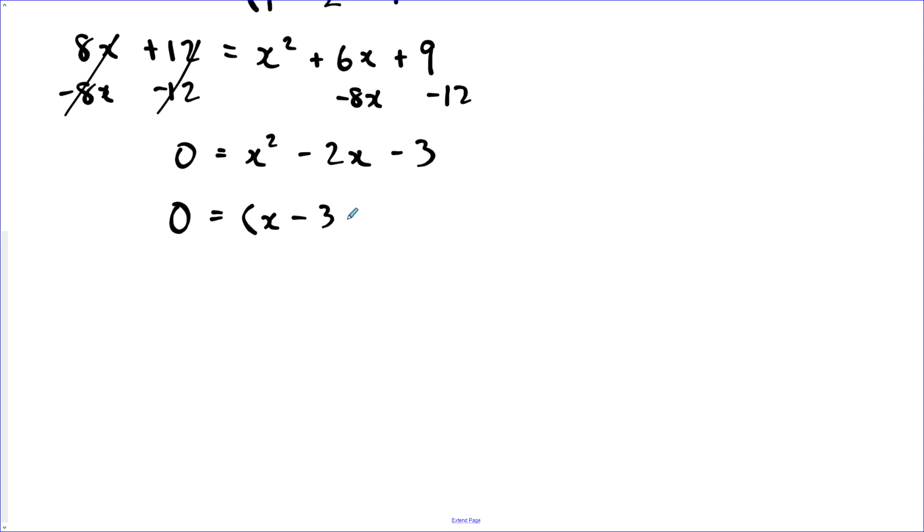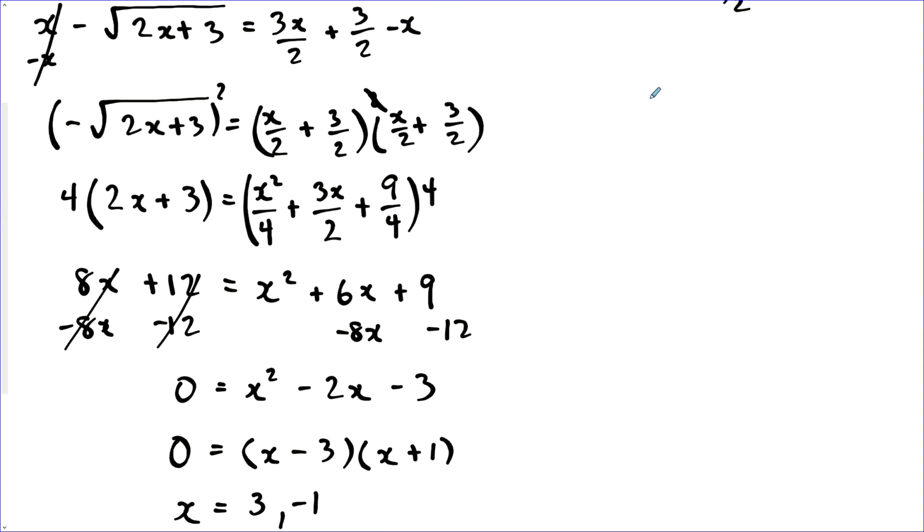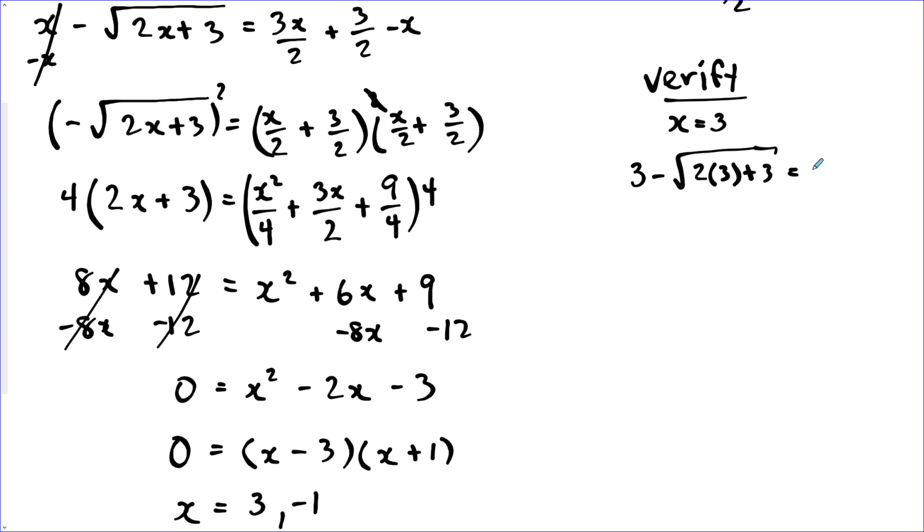x minus 3 and x plus 1. Which means that our two solutions are 3 and negative 1. Next step, we need to verify. So let's go back up about here and verify, starting with x equals 3. We put x equals 3 into the original equation, so 3 minus the square root of 2 times 3 plus 3 equals, this was 3 over 2, x plus 1.